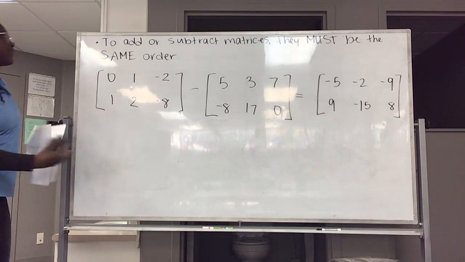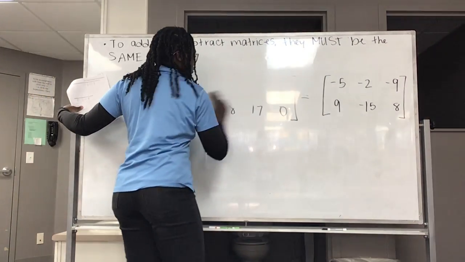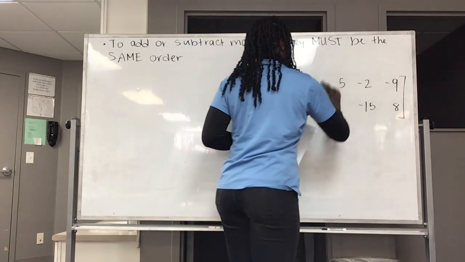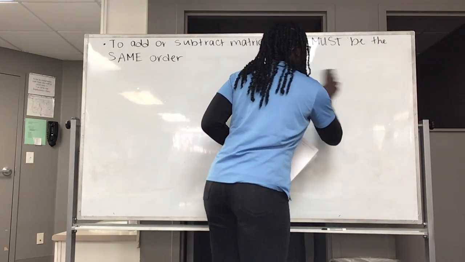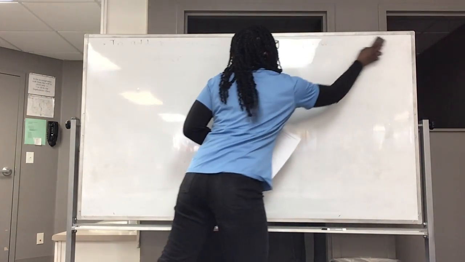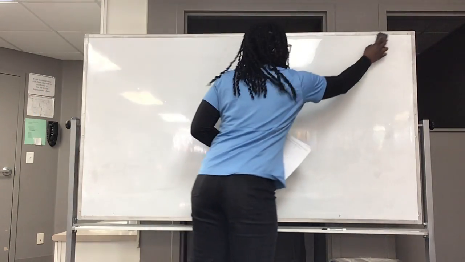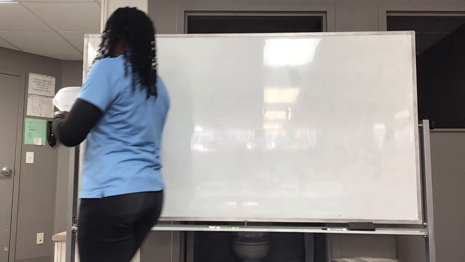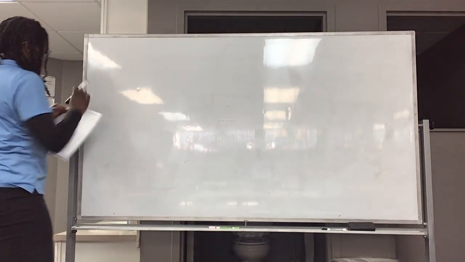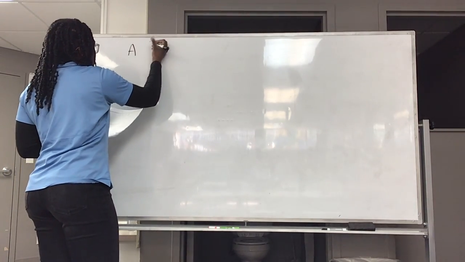Now we're going to talk about multiplying. So first thing we're going to talk about is scalar multiplication. That's when we have a matrix and then we put a constant in front of it. So I'll show you what I mean. But I'm actually going to write two matrices up here.